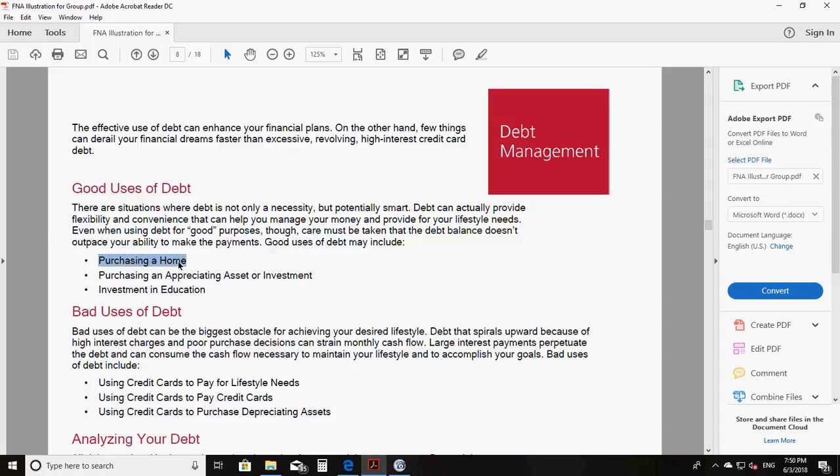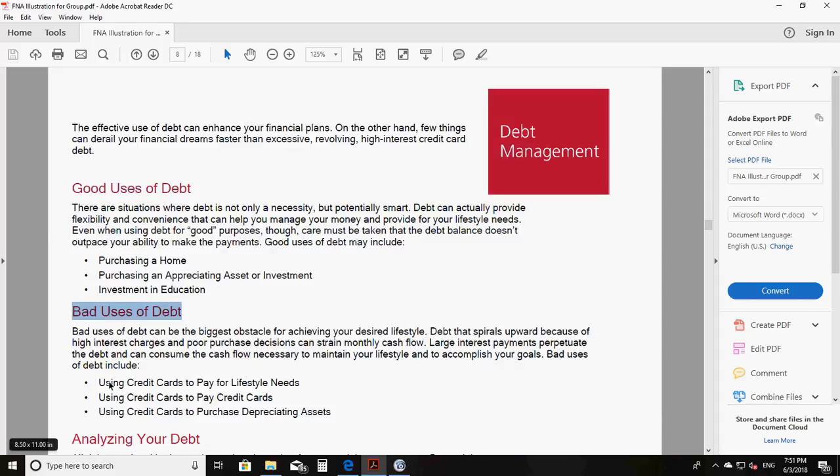Good uses of debt: purchasing a home, a good use of debt; purchasing an appreciating asset or investment; an investment in their own or their children's education. Now, bad uses. This is going to be the biggest obstacle for achieving the desired lifestyle. Debt that spirals upward because of high interest charges normally is coupled with poor purchase decisions from the client. And like we talked about, it starts to strain that monthly cash flow. Large interest payments perpetuate the debt and consume more and more. And like we just talked about, it disrupts our ability to pay those other payments.